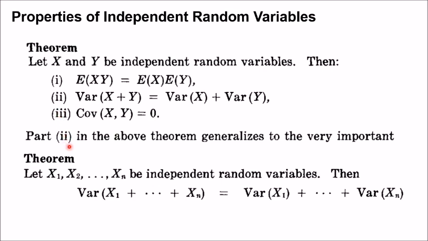From part 2, we can generalize this theorem in the next given theorem, which is theorem 2. Let x sub 1, x sub 2, dot dot up to x sub n be independent random variables, then the variance of the sum of these, x sub 1 plus x sub 2 plus x sub 3 plus up to x sub n, is just equal to the variance of x sub 1 plus the variance of x sub 2 plus the variance of x sub 3 dot dot up to the variance of x sub n. The proofs of these theorems will be given in the module.